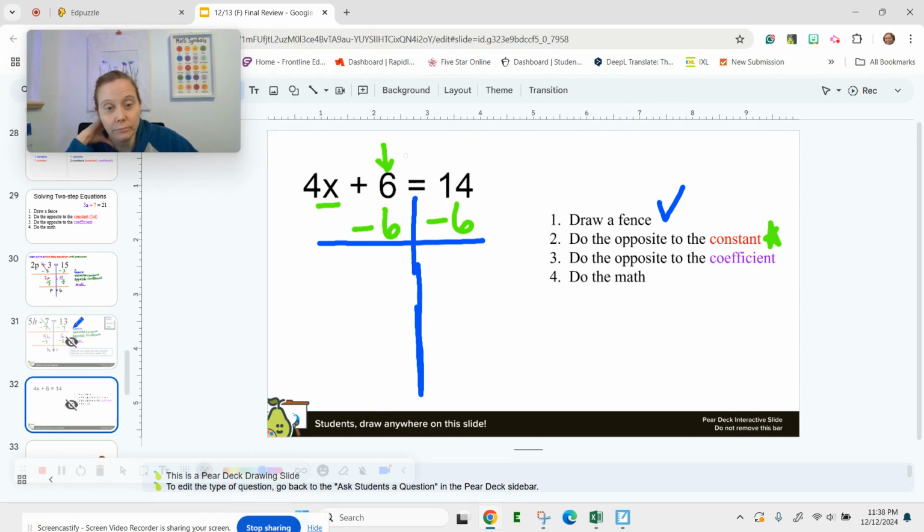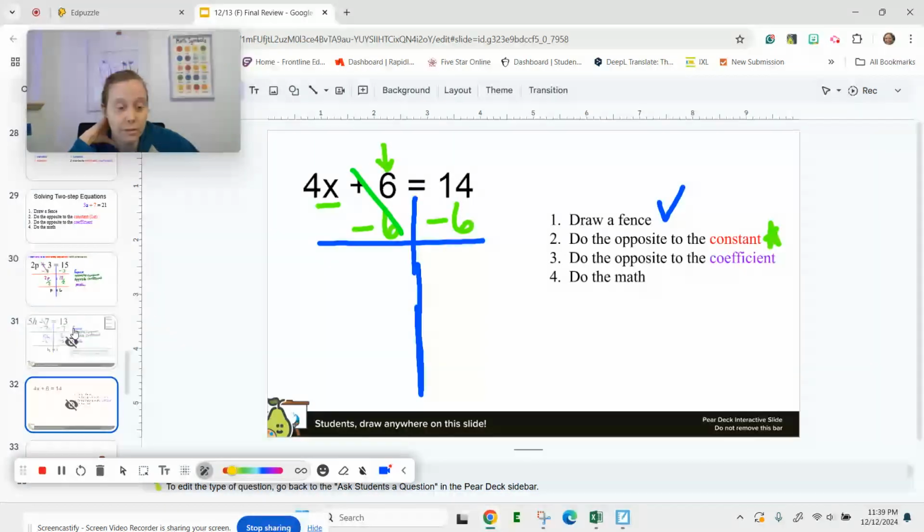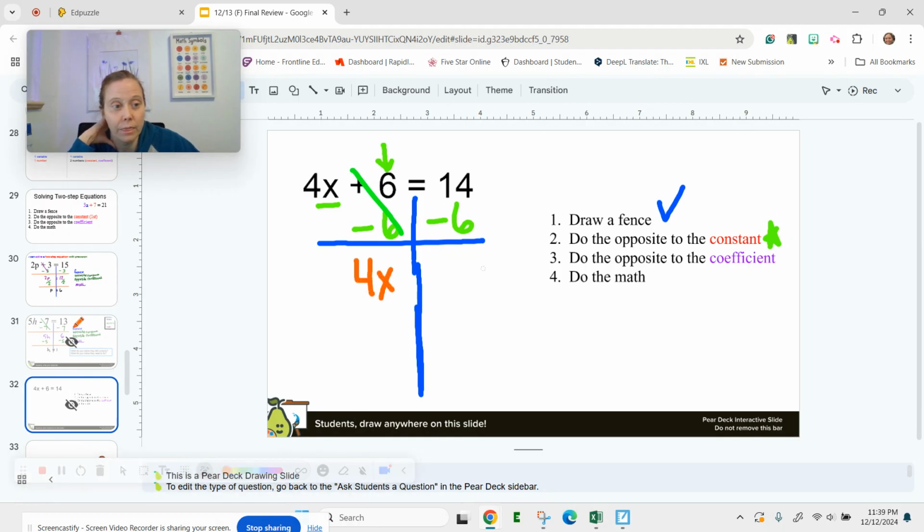On the left side, what is left over? Terrific. These 6's cancel out, and then we are left with a 4x over here. On the right side, we have 14 minus 6. What do you get when you go 14 minus 6? Get an 8.